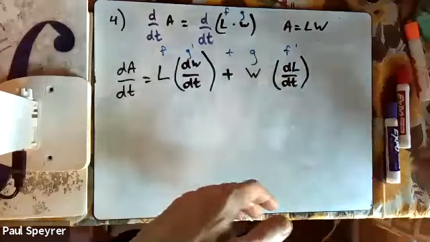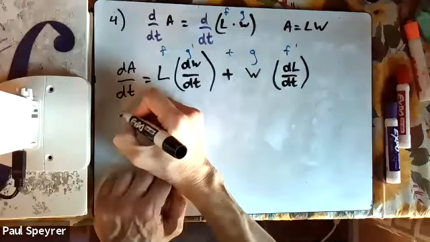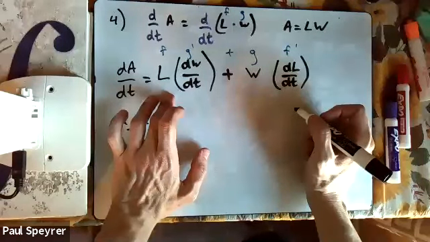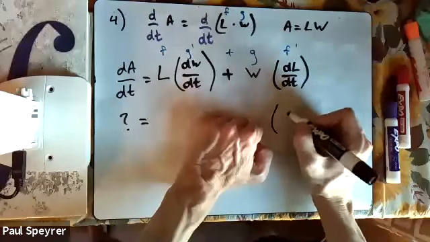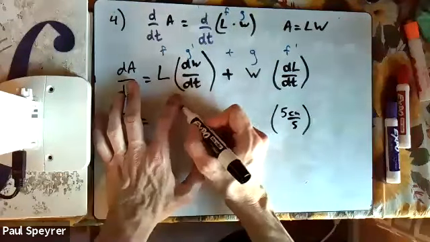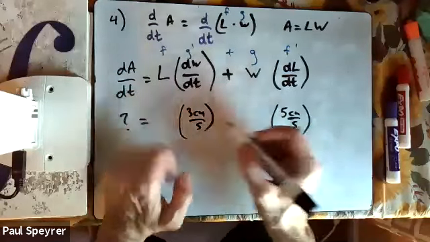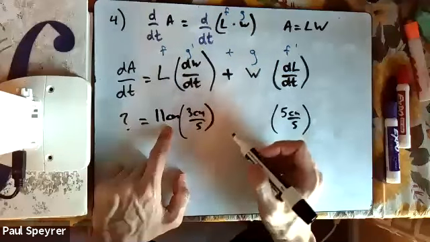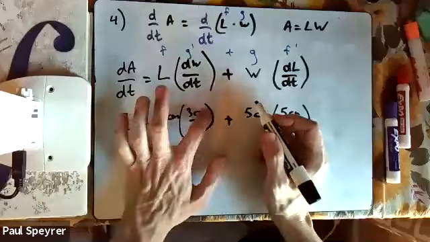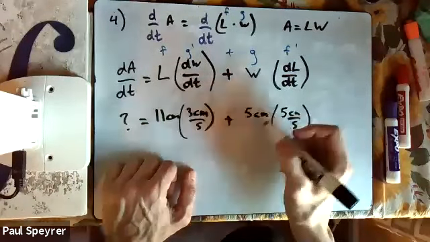So now let's plug in what we know and don't know. What is it that they were looking for? How fast is the area of the rectangle increasing? So dA/dt was the question mark. Let's substitute in the values they gave us. The length of the rectangle is increasing at a rate of 5 centimeters per second; that was dL/dt. The width was 3 centimeters per second; that was dW/dt. And when the length is 11 centimeters and the width is 5 centimeters, we were looking for how fast the area is growing under these conditions, at this exact instant.